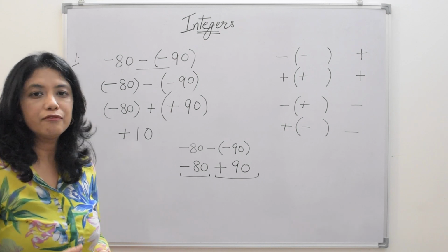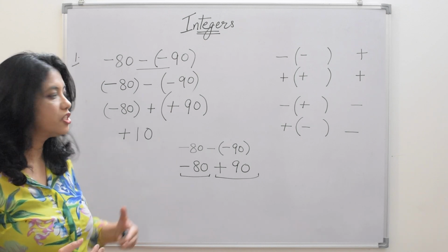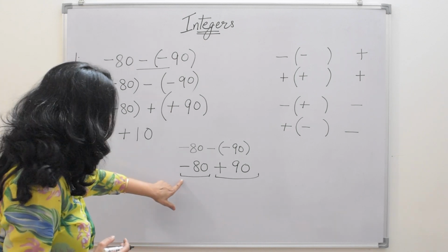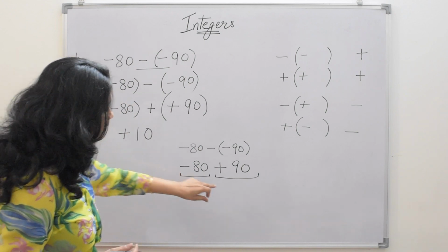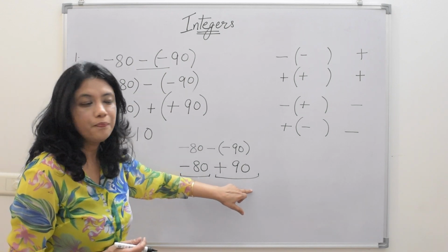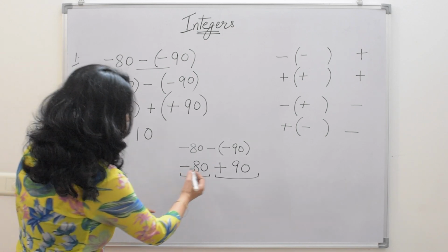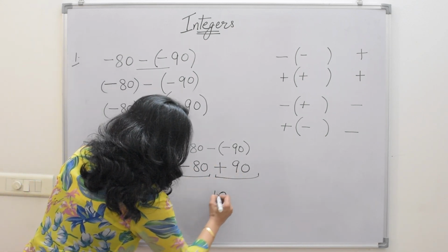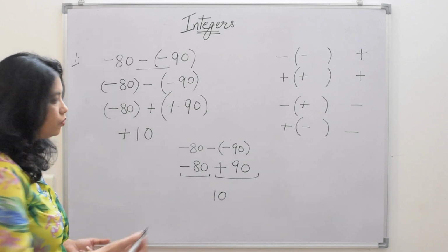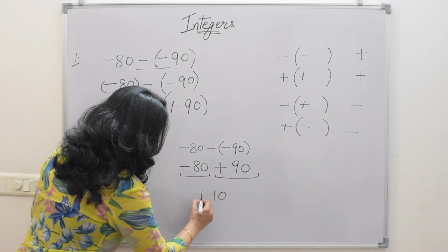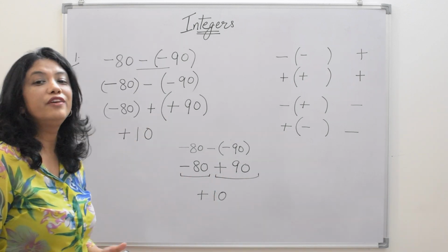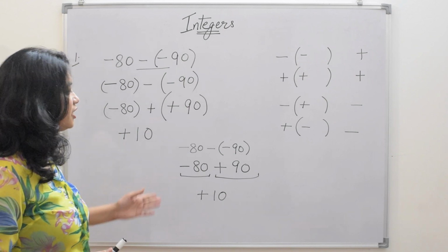All the numbers we have to consider with the sign which is in front of them. Means this number will be minus 80 and this will be plus 90. Now these two numbers are different, so we will subtract them. When we subtract them, we get 10. Sign of the bigger number, which is the bigger number? 90. So this is how we can solve sums on integers.